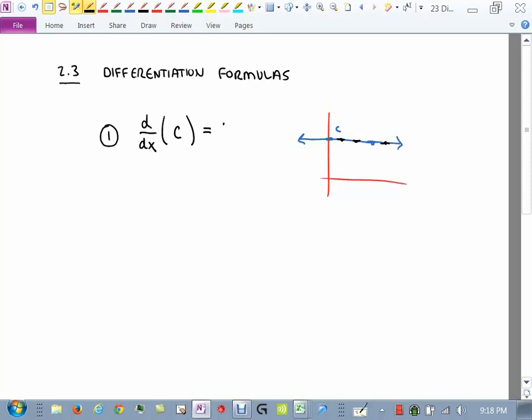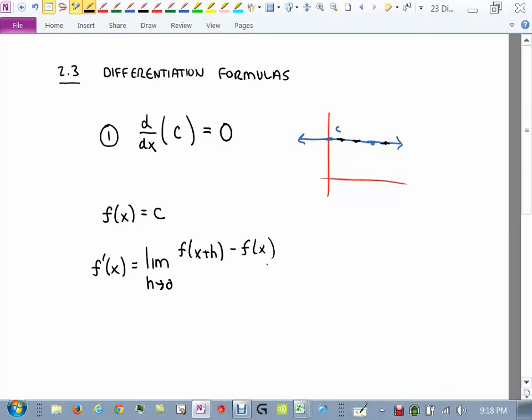But how can we show that with the limit? Okay, so let me show you. Let's start with a function that is constant. All right, and now let's try and find its derivative. The derivative would be the limit as h approaches 0 of f of x plus h minus f of x all over h.